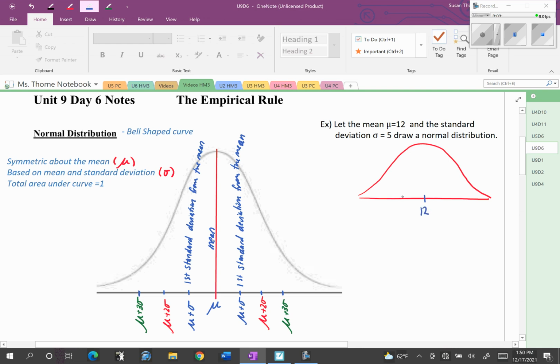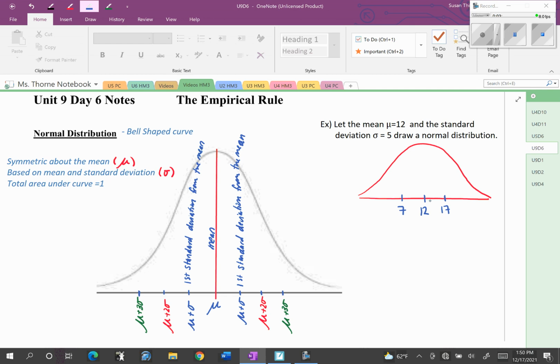So within 1 standard deviation of the mean, if it's to the right, we're going to add the standard deviation. If it's to the left, we're going to subtract. So if I do 12 plus 5, that gives me 17. And 12 minus 5 gives me 7. So those are within, the 7 and 17 is within 1 standard deviation of the mean, which is 12 in this case.